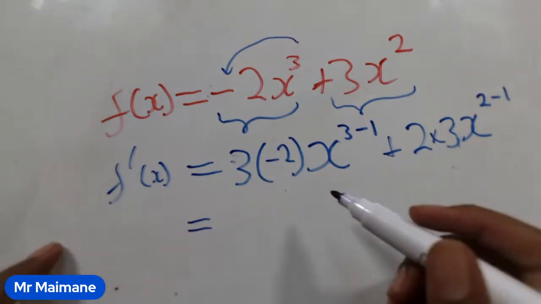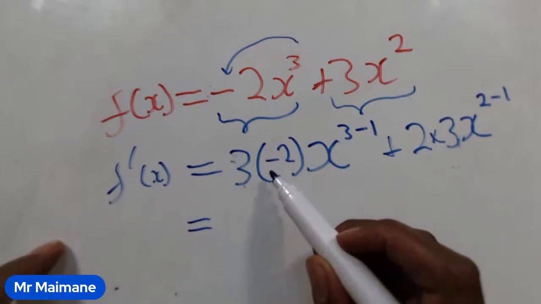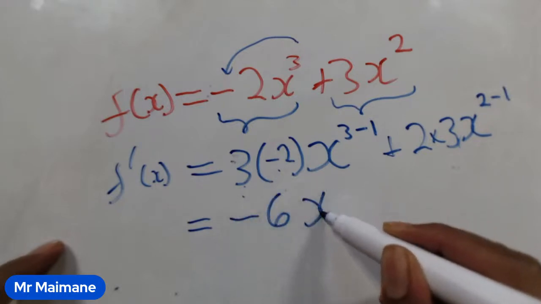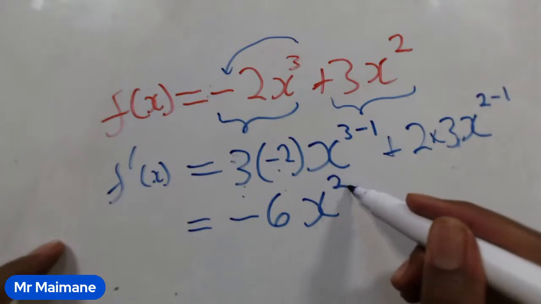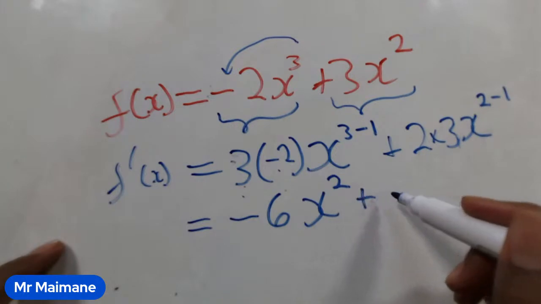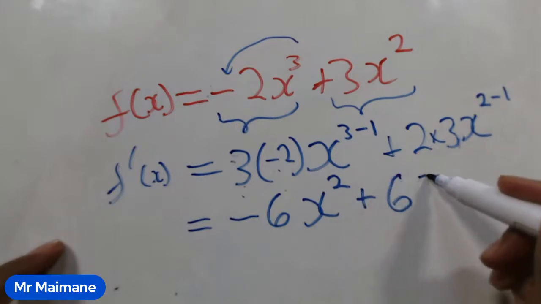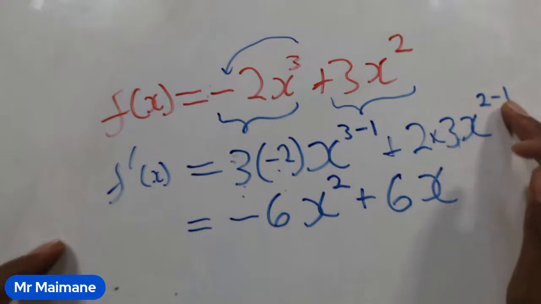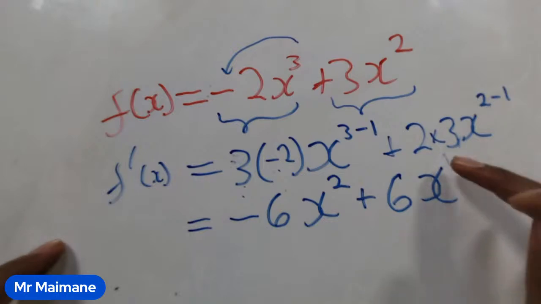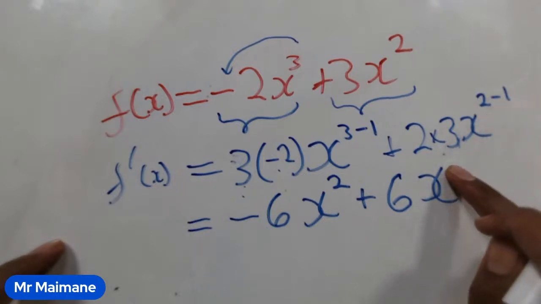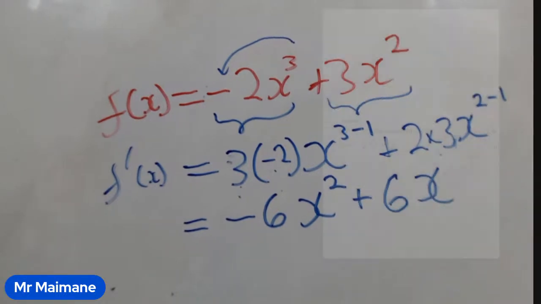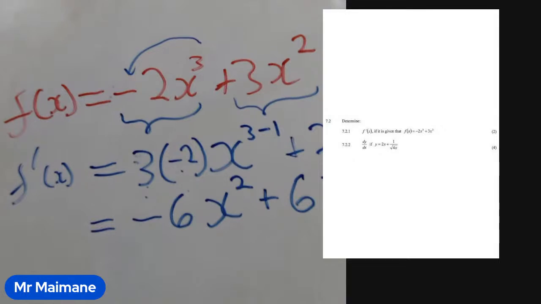But now breaking this one further, 3 times minus 2 gives us minus 6. X to the exponent 3 minus 1 is 2. And then here also we have 2 times 3, so that's going to be plus 6 into x to the power 2 minus 1, and then it's that value. We don't necessarily even have to write the 1, because any variable is to the exponent 1. They call it the invisible one, but we know that it's actually there.